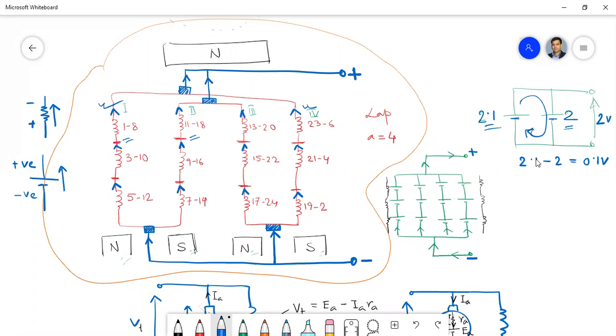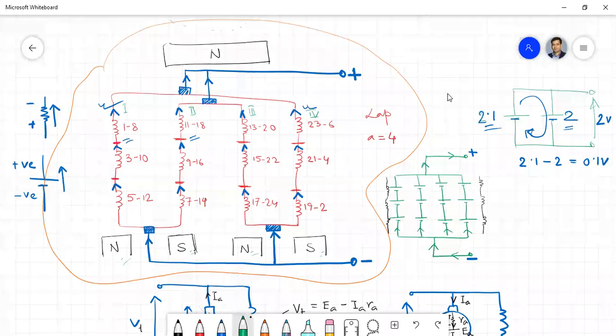So therefore, what is done? We make some equalizer connection. Equalizer connection is basically... okay, today's time is not there because already it is 17. So I will discuss this in detail in the next class. By this equalizer connection, we can avoid this. How we do the equalizer connection, what the equalizer ring is and all, we'll discuss in the next class.